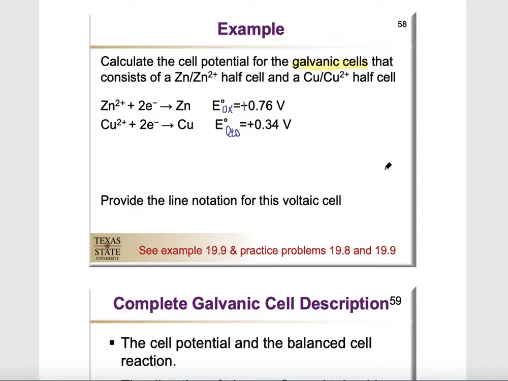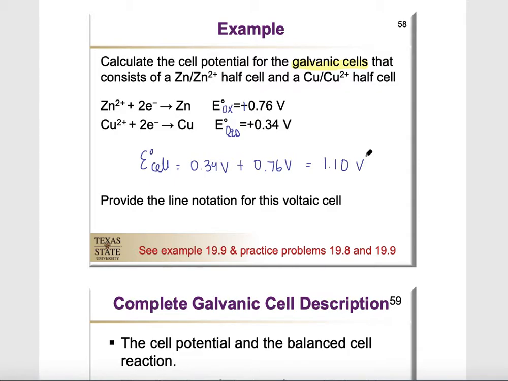It's going to become positive 0.76, which means that the cell potential is going to be the reduction, which is 0.34 volts, plus the oxidation potential, which is 0.76 volts, and that gives us a total of 1.10 volts. Now the next part, provide the line notation for this voltaic cell.